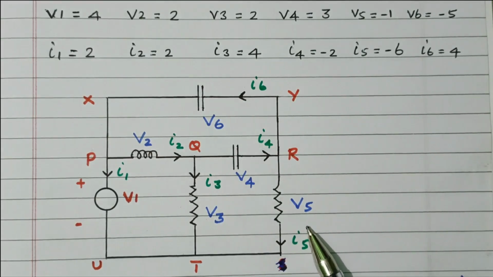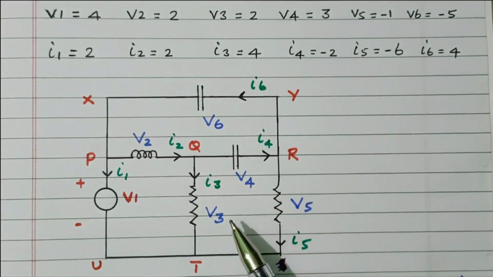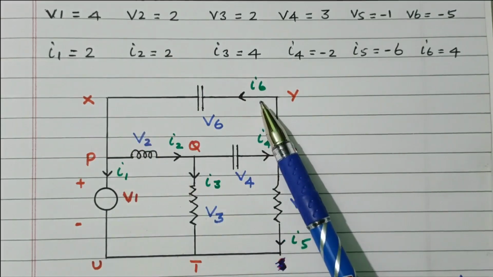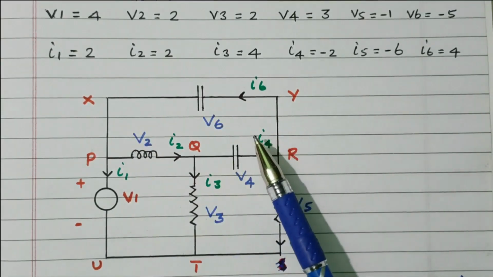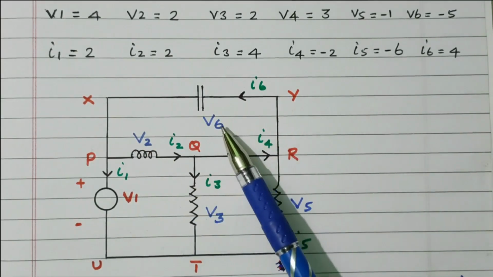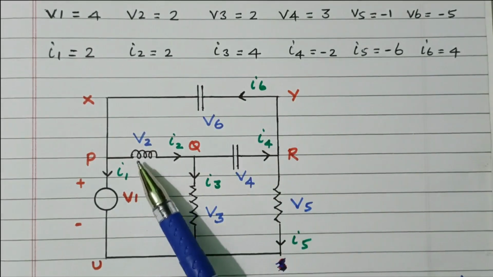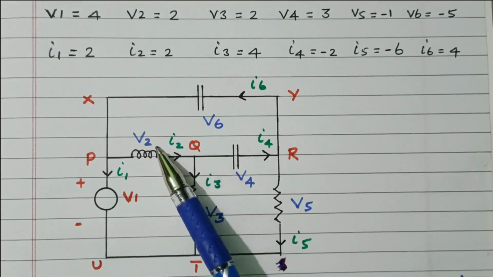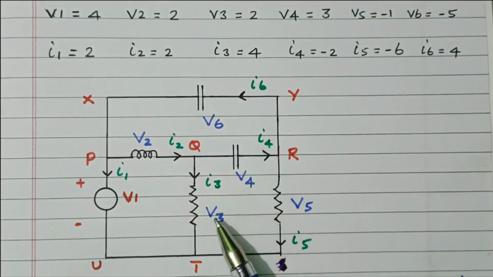Then take another loop, P, Q, R, Y, X. If you take this loop, there is no voltage source. The sum of the voltages is equal to 0. V2 plus V4 plus V6 equals 0. So the first loop, V1 equals V2 plus V3. Second loop, V3 equals V4 plus V5. Third loop, V2 plus V4 plus V6 equals 0. So we will verify that later.